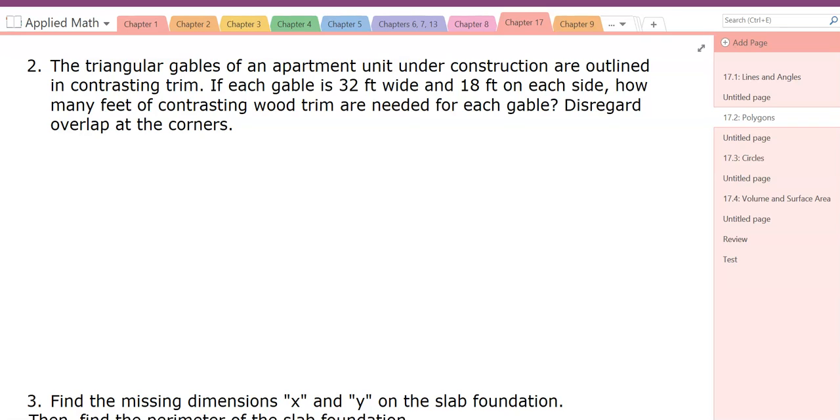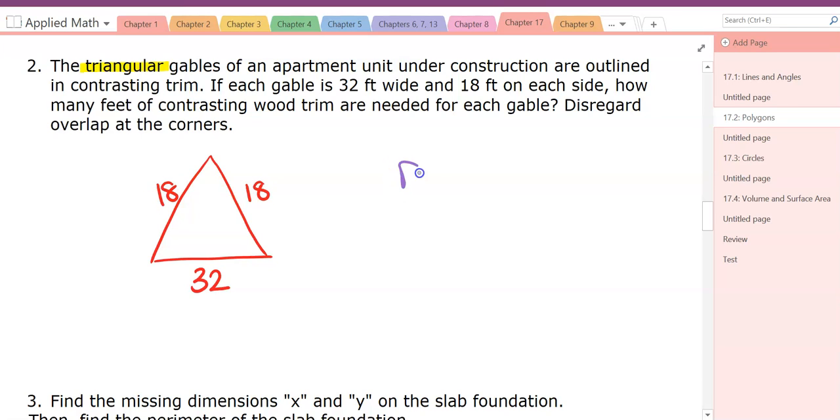So since they tell you that it's triangular, you're dealing with a triangle shape here. It says it's 32 feet wide, so that's probably the base of the triangle. And then 18 feet on each side. So what did you guys find for the perimeter? Who's got it? 68, what's your label? Feet.